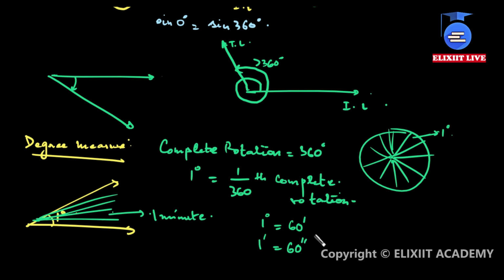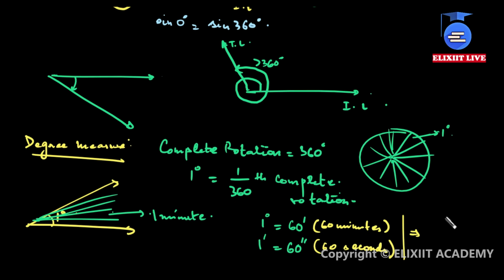1 degree is 60 minutes. This is the standard way of denoting a minute. And 1 minute is 60 seconds. Double dash stands for 60 seconds.